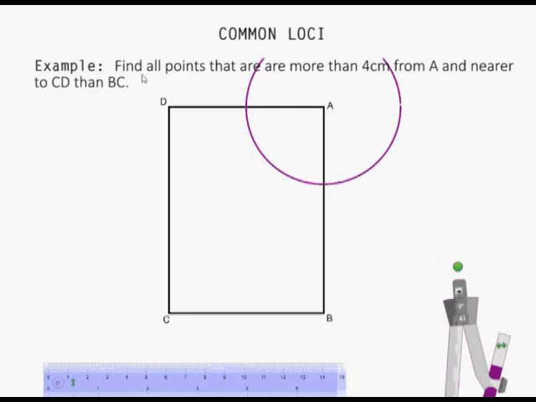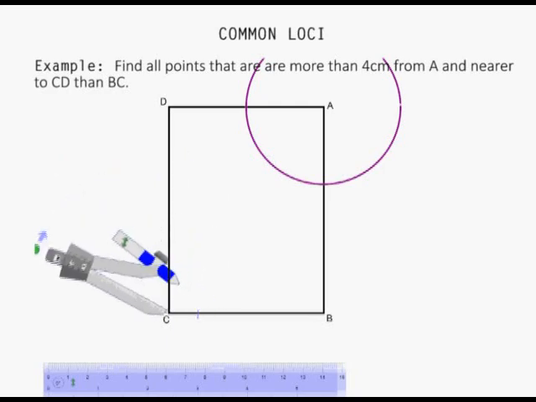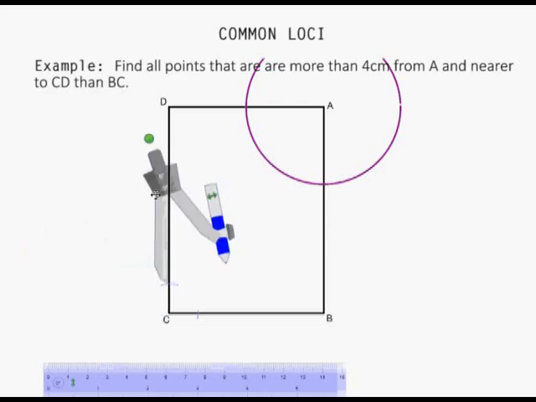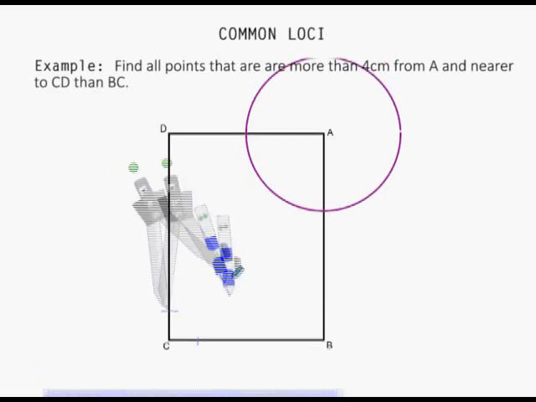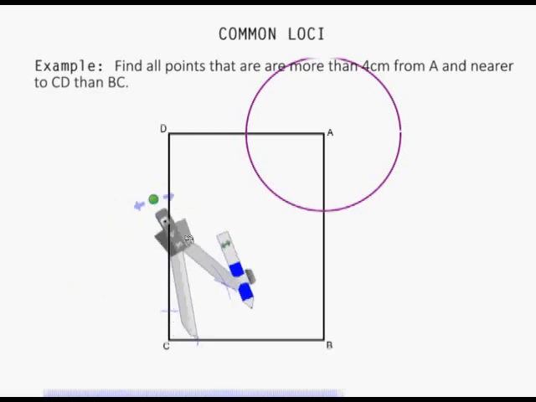Next condition, nearer to CD than BC. If you have to find that, we first construct the line that is equidistant between them. And that's an angle bisector. We bisect the angle at C. Mark an arc and another arc here. Come to this mark and make another arc there. Come down here and mark another arc. Good. Now draw the bisector.